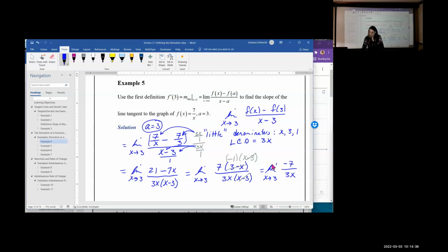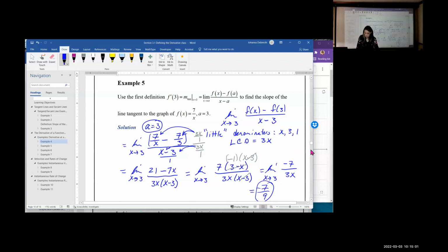Now I should try plugging in. And when I plug in, I will get the value of negative 7 over 9, which is the value I'm looking for. Right? So the value of the slope of the tangent line at 3 is -7/9.